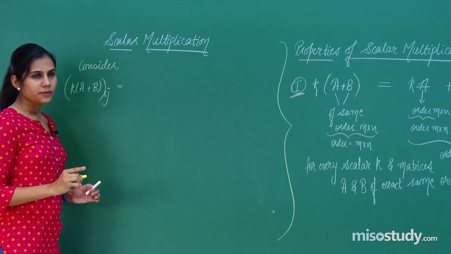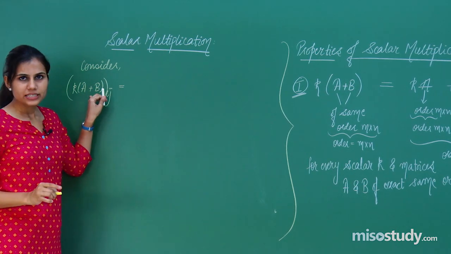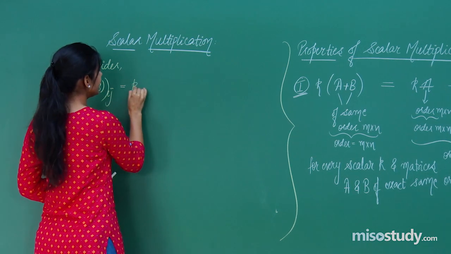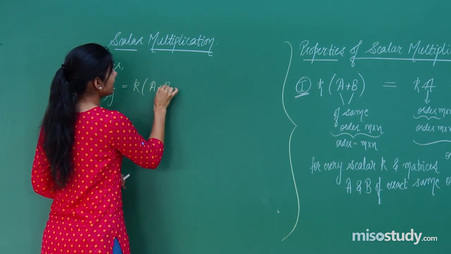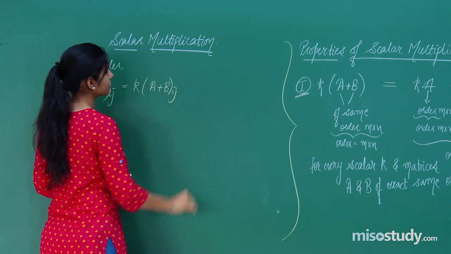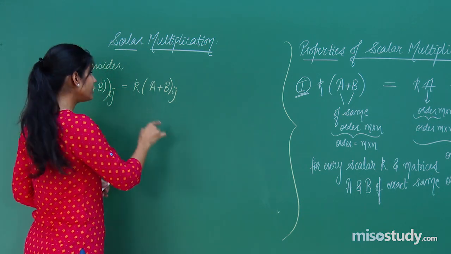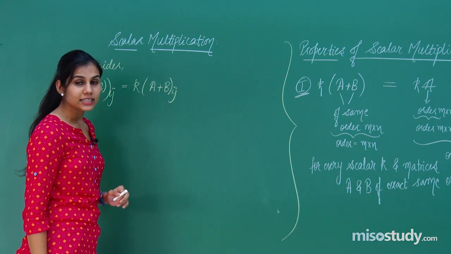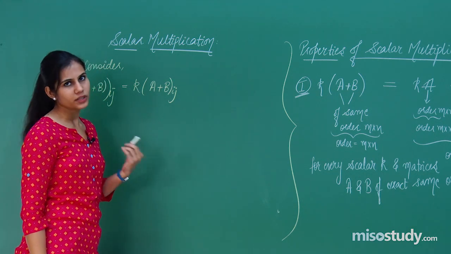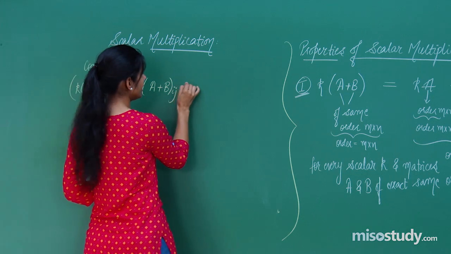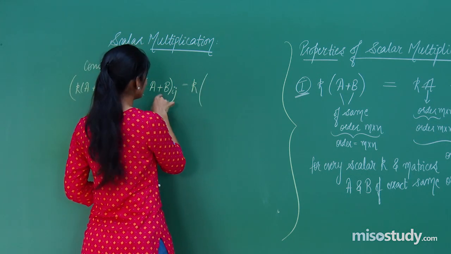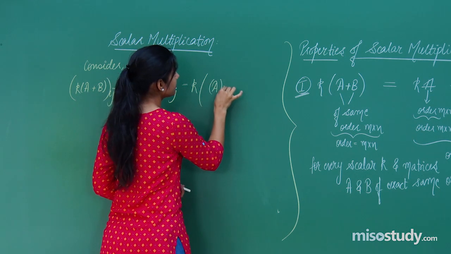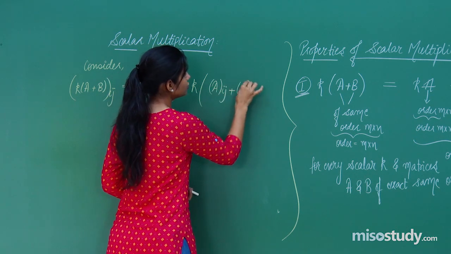What is the ijth element of K times any matrix? It is K times the ijth element of that matrix. So it is equal to K times the ijth element of the matrix A plus B. What is the ijth element of the sum matrix? It is the sum of the ijth elements of both the matrices. So what is A plus B matrix's ijth element? It is A's ijth element plus B's ijth element.